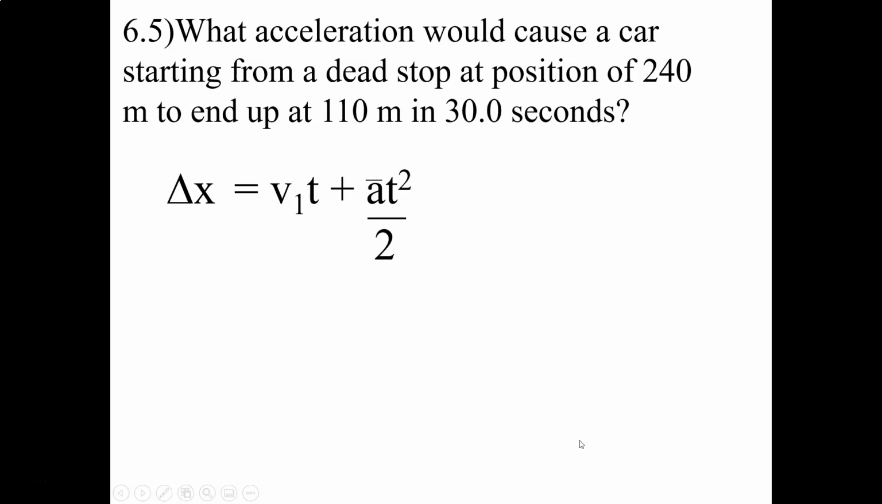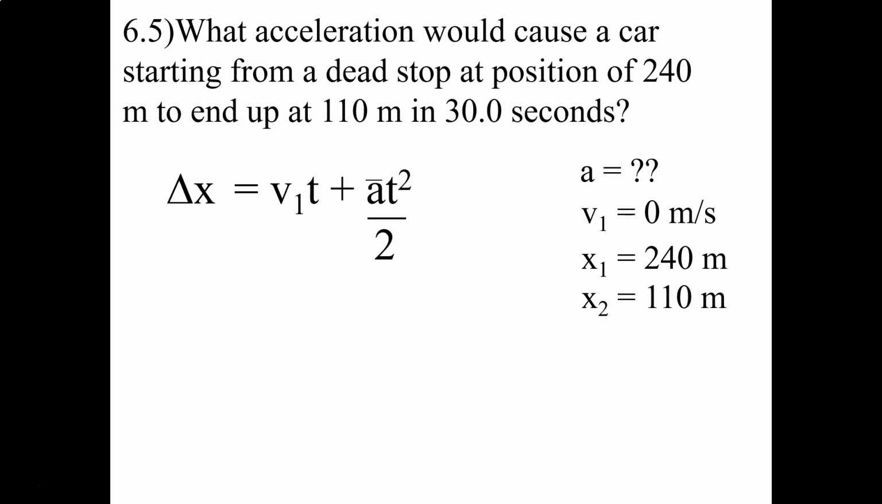So what acceleration would cause a car from a dead stop at a position of 240 meters to end up at 110 meters in 30 seconds? Well, let's take a look at what we're given. We're starting from a dead stop, which tells me that my initial velocity is 0. We're looking for the acceleration, so a is my question mark. We're given the initial position x1 is 240, and the final position x2 is 110, and we're given time.